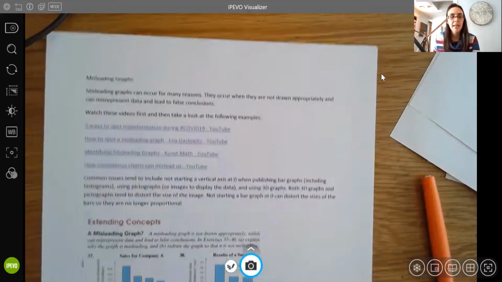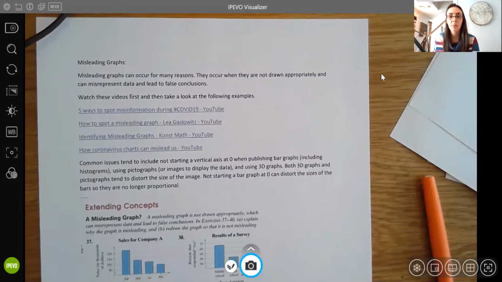Okay, so the last thing I want to talk about is misleading graphs. And your book talks a little bit about this, but not as much as I think that they should. It's such a really important topic, and it's something that we see often. We do see a ton of graphs that are misleading, and you may not even notice it.